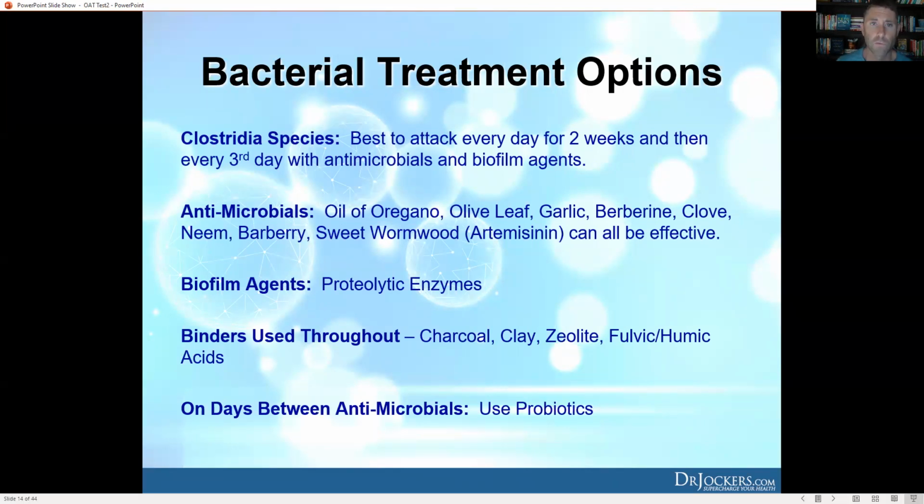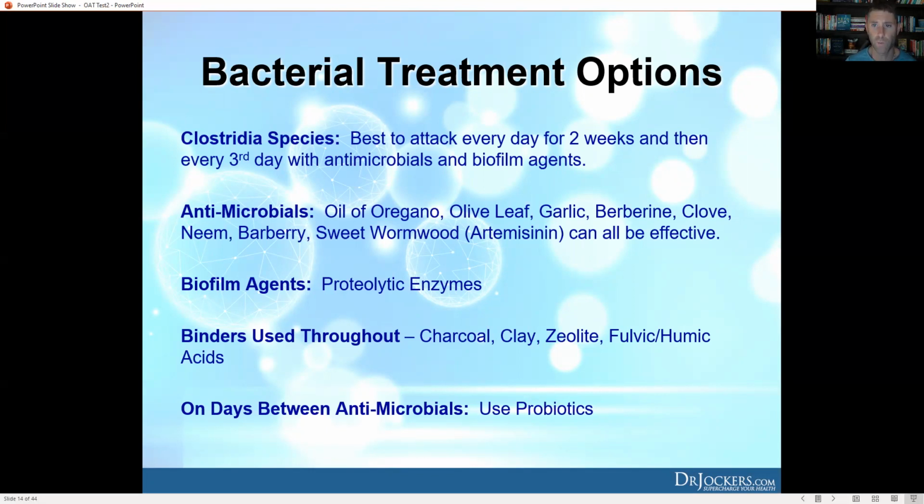Clostridia species. So here are some of the options. It's best to attack it every day for 2 weeks, and then every third day with antimicrobials and biofilm agents. So with that, they can develop really strong biofilms. And so you hit it hard for 2 weeks, it's going to hunker down, but then you hit it every third day, and it's more vulnerable that way. So oftentimes what we'll do is we'll get the yeast first. So we'll hit the yeast first, and then we'll go for the Clostridia after that.